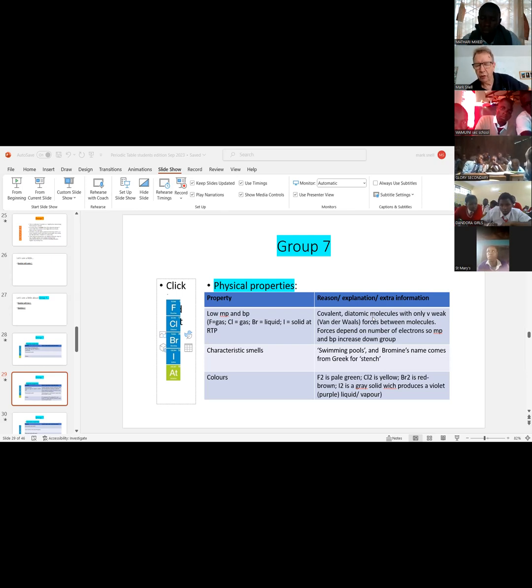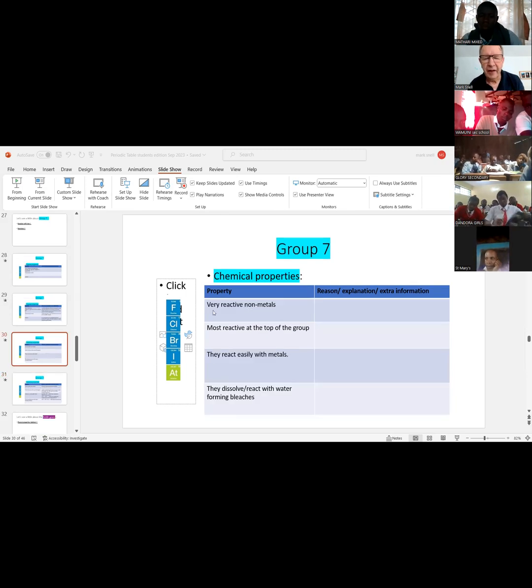The smells we know, bromine, the name actually comes from bromos, which is for stench, which means terrible smell. And the colors, pale green, yellow, red, brown, grey solid. Whoops, I've misspelt which. That's terrible. Violet, purple vapor. Chemical properties, so gas, gas, liquid, solid, pale green, yellow, red, purple.